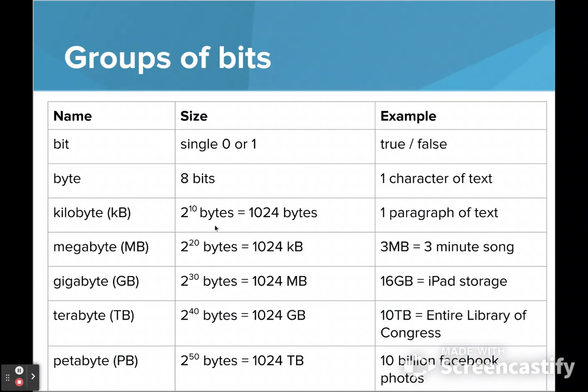2 to the 10th bytes, which remember a single byte is 8 bits, is really 1024 bytes, which is how we could represent a paragraph of text. It would require 2 to the 20th bytes, which is a megabyte, to hold a 3-minute song, and so on. So the different groups of bits, these are the different names that we have. You really just have to know bit and byte. You really don't have to know that far, but just in case you're interested.